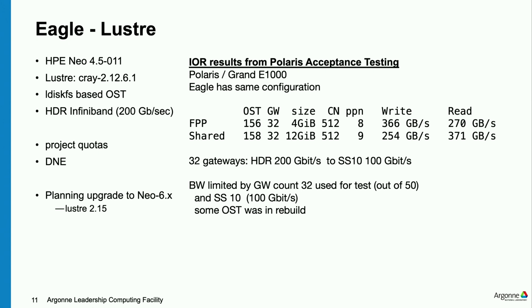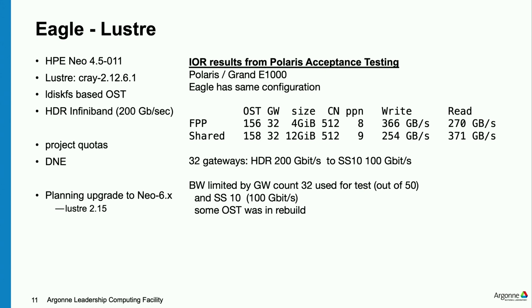Software: we have Neo 4.5 HP stack, and it provides Lustre 2.12 on servers. We plan to upgrade to the next release of Neo, 6.2, maybe 6.3 if it gets available, and that will give us Lustre 2.15 on servers. We use everything connected through a 200 gigabit network. We use LDiskFS based OSTs. We use project quotas and DNE1.